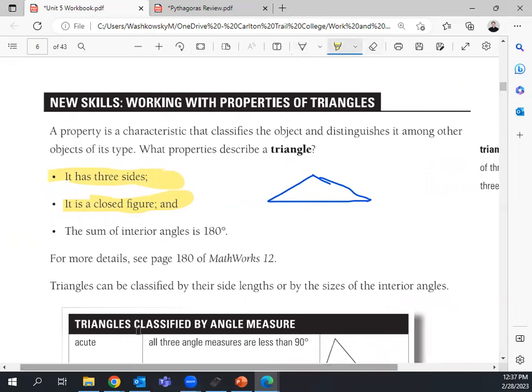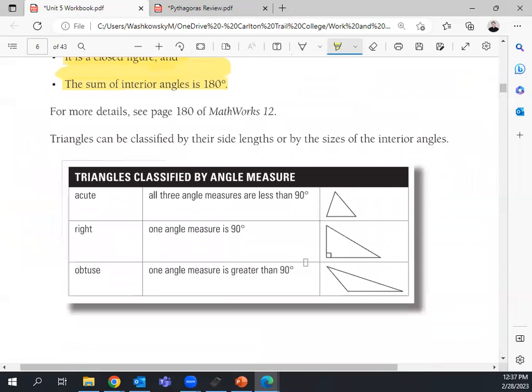And then this is the big one. All of those angles inside of a triangle add up to 180 degrees. You take any triangle ever, you try to measure it, it will always add up to 180 degrees inside. All 3 of those angles will add up to 180 degrees. So those are the properties, the characteristics of it.